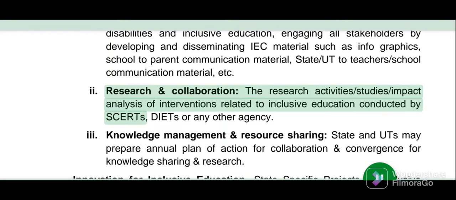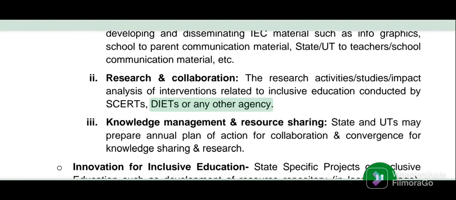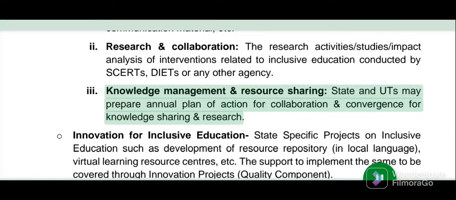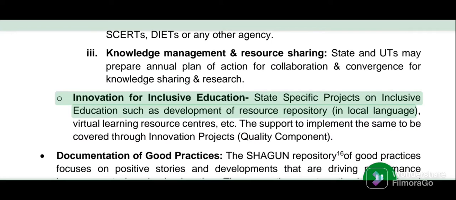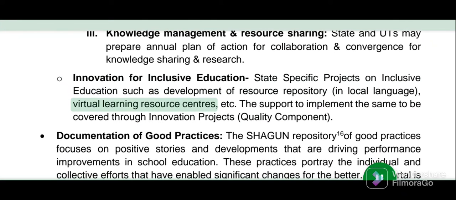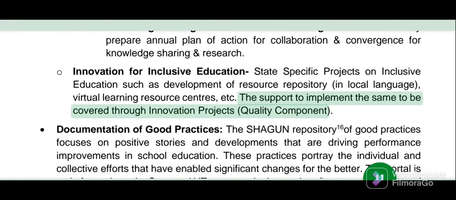Research and collaboration: the research activities, studies and impact analysis of interventions related to inclusive education conducted by SCERTs, DIETs or any other agency. Knowledge management and resource sharing: State and UTs may prepare an annual plan of action for collaboration and convergence for knowledge sharing and research. Innovation for inclusive education: State-specific projects on inclusive education such as development of resource repository in local language, virtual learning resource centers, etc. The support to implement the same to be covered through the innovation projects quality component.